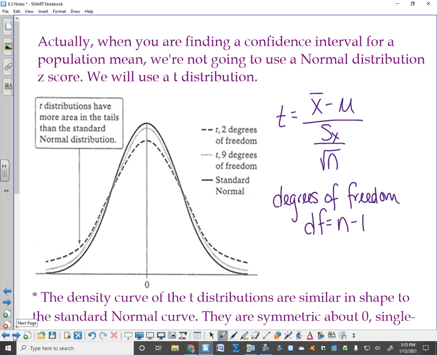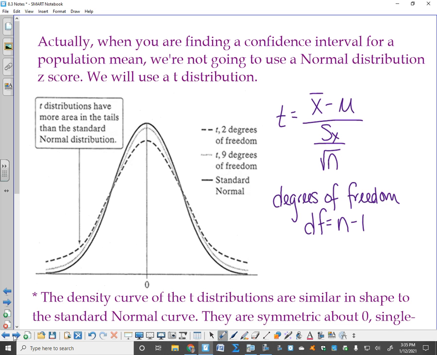Okay. Actually, when you're finding a confidence interval for a population mean, you're not going to use a true normal distribution z-score. You're going to use a different distribution that's very similar to normal. It's called a t-distribution, not capitalized T. All right, now I know on your copy it's a little harder to read, so look at mine. It says t-distributions have more area in the tails than the standard normal distribution.